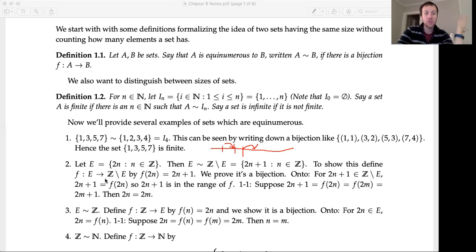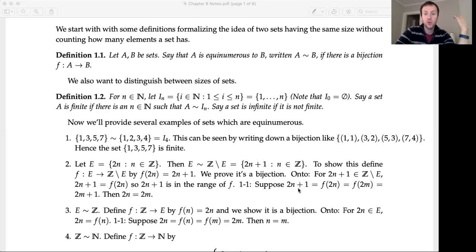And so here's a function sending even numbers to odd numbers, but we want to check that this is a bijection. So if you take an odd number, well, go to the even number right before it, and that even number is sent to this odd number. So it is onto. Every odd number is the image of some even number. And we know it's actually the number right before it.